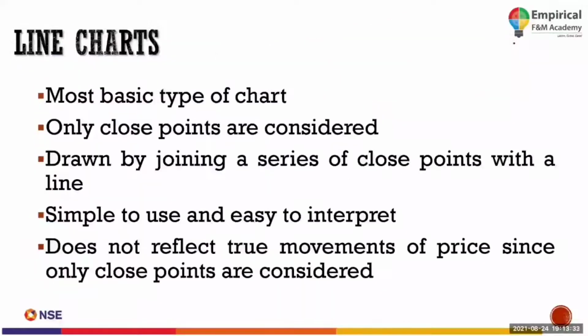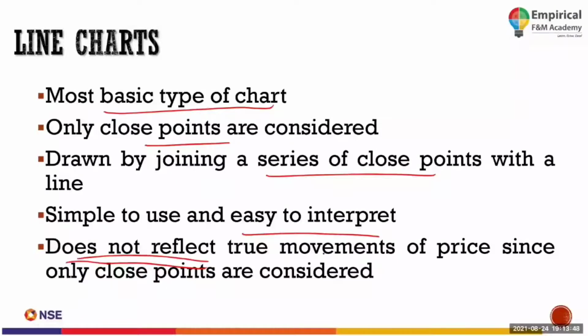So let's have a look at a line chart. What is it all about? As it is a basic type of chart and it only considers closing points, it just joins a series of closing points together. It is a very simple and easy chart to understand. But the problem is, it will not be able to reflect the true movement of the entire price scene. The reason is that we are only considering the closing point. Then why do we at all study the line chart? Because all the technical indicators which I had told you, wherein we put the formulas, are only and only visible on line charts, which means we use line charts for technical indicators.